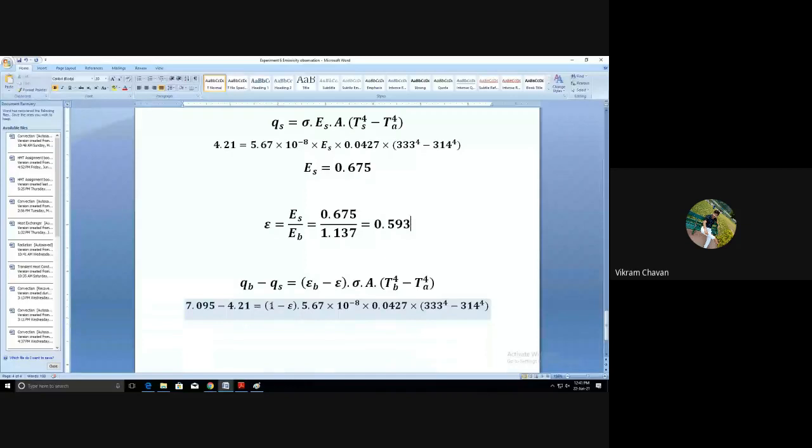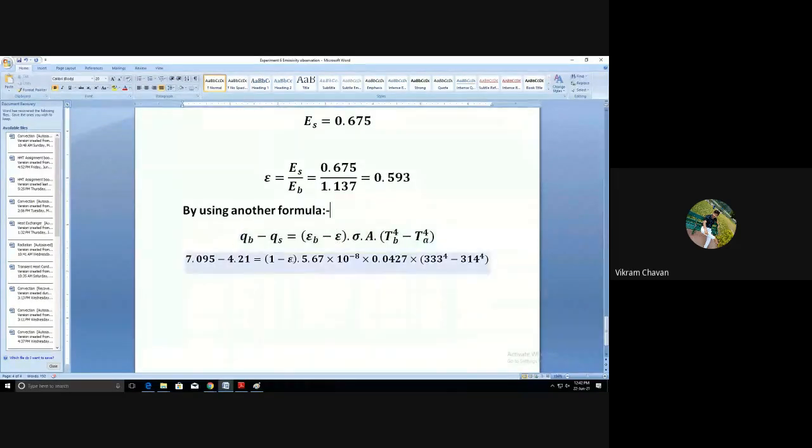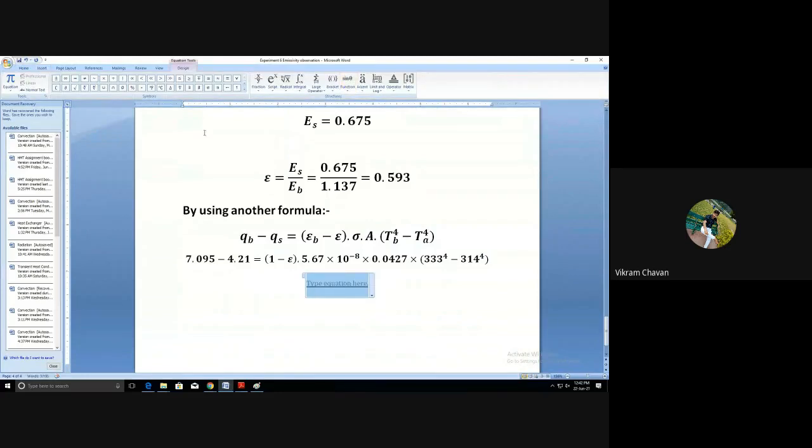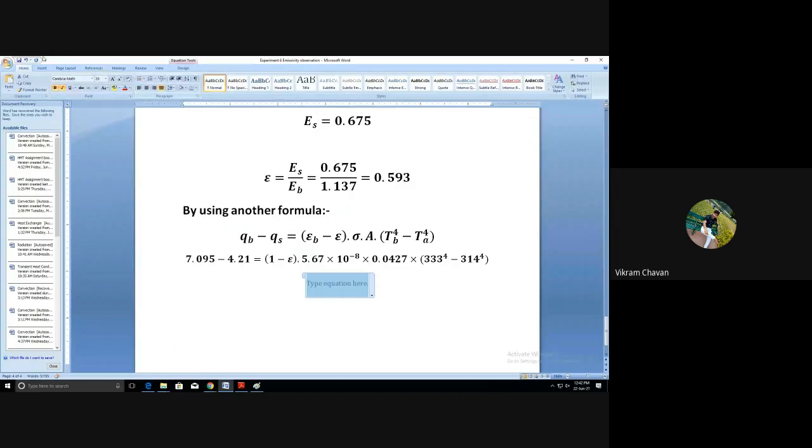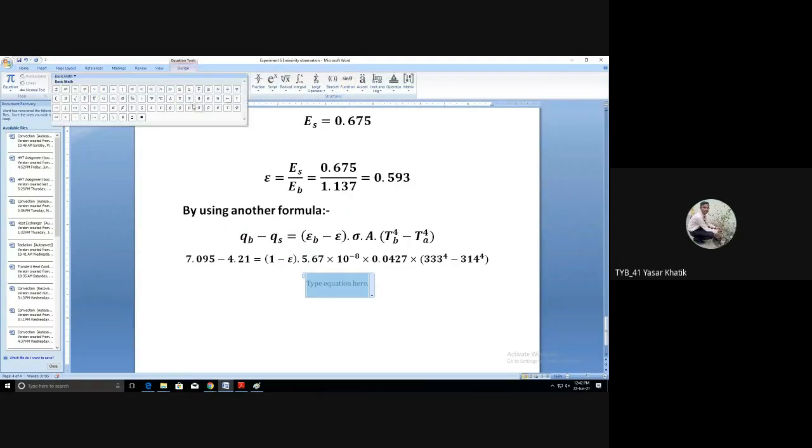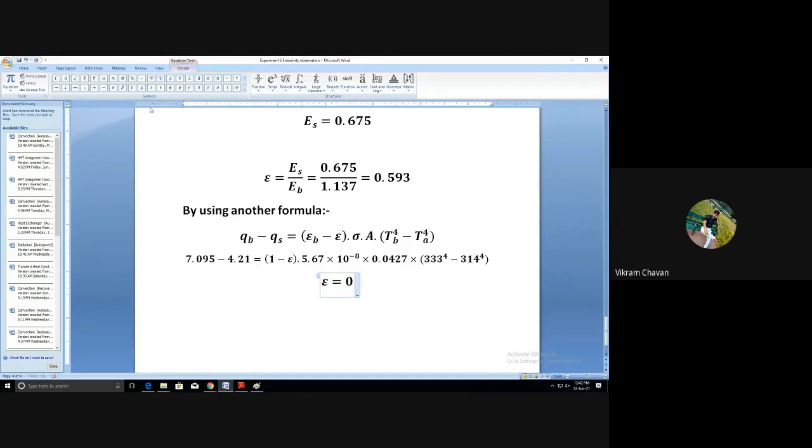7.095 minus 4.21. Okay, here I will write using another formula. Now you have to calculate the emissivity for the gray body by using another formula. 0.729. Okay, 0.729, right? Yes, sir.